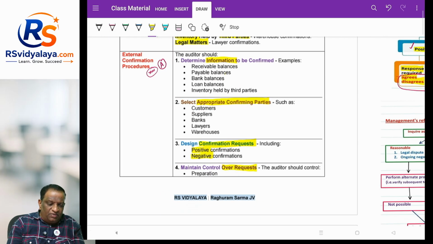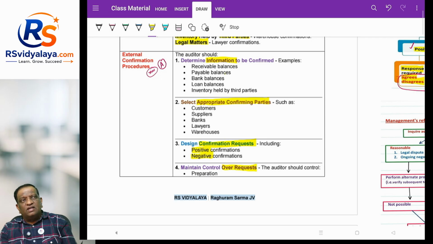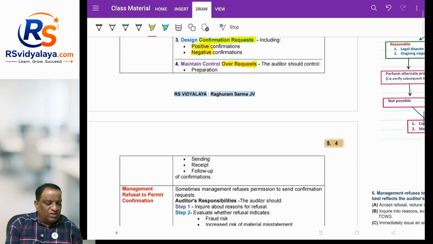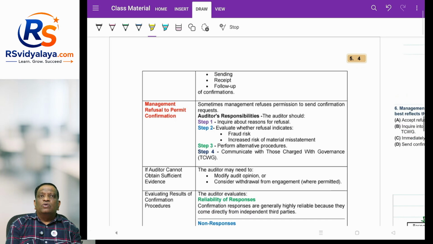Then what are the procedures? First, determine the information, what is it that you want. Then second, who can give you that information, who is the appropriate authority. And third one, what is the type of request that you want to send, positive or negative. And then maintain the overall control over the request, that is, whom are you sending to, what is he responding, is he confirming, is he agreeing with your request, or is he disagreeing. So all those points would come into it. So these are all the 4 steps.